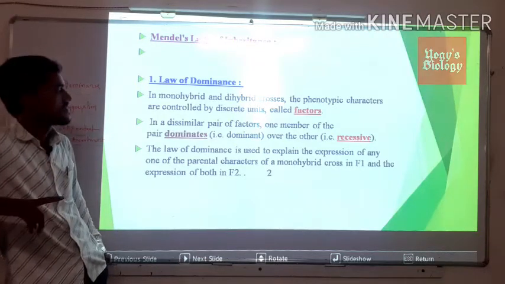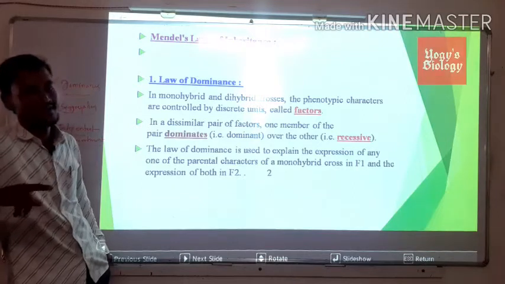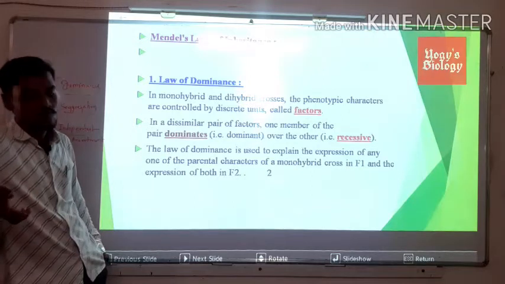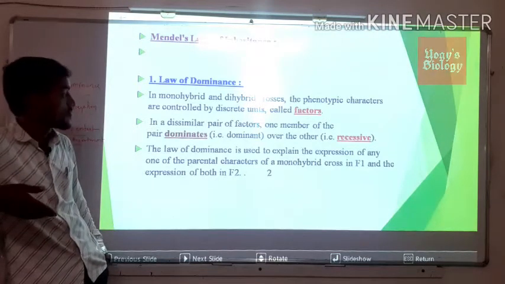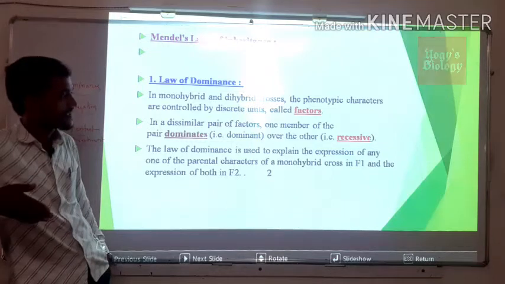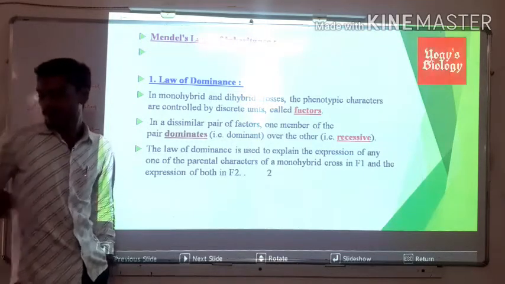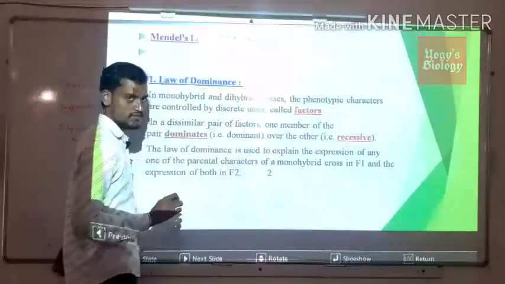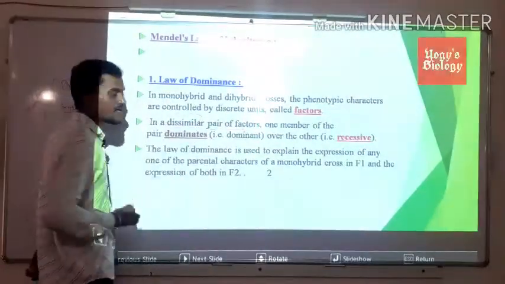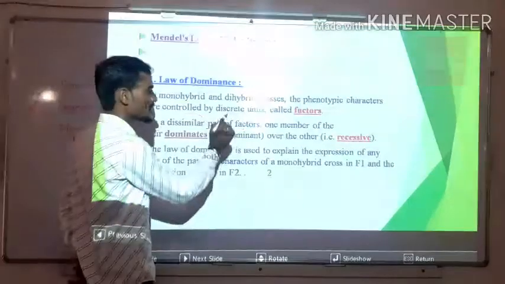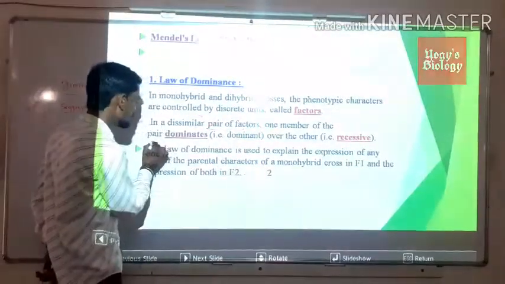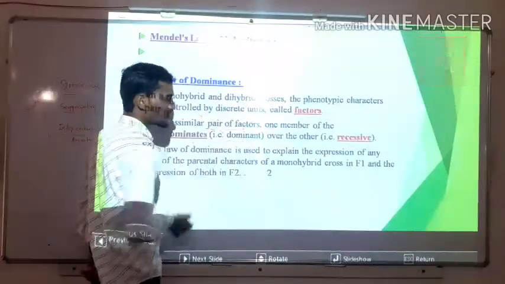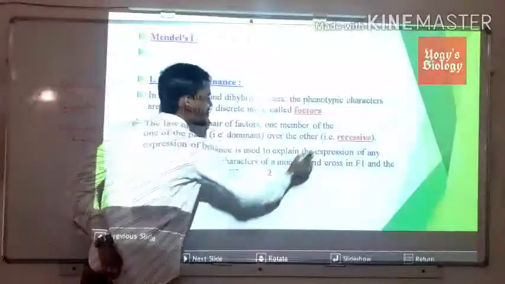In a dissimilar pair of factors, one member of the pair dominates, and that is called the dominant, over the other, which is the recessive. So in a dissimilar pair of factors, one member of the pair is dominant, and the other one is recessive.